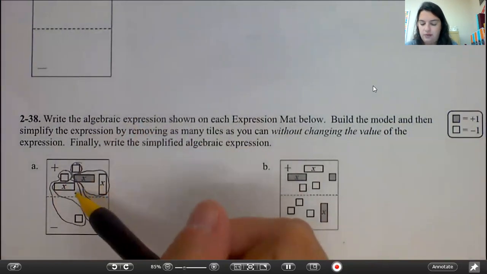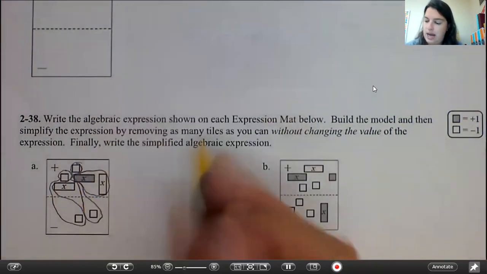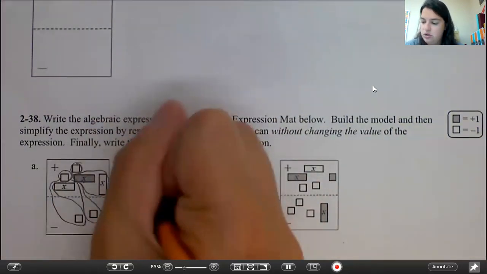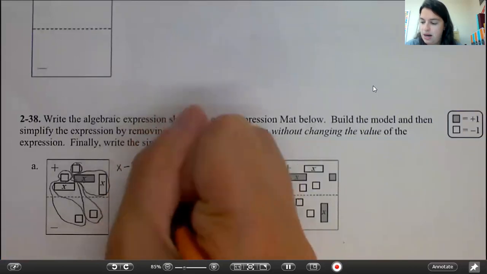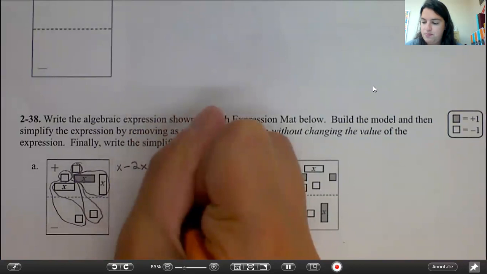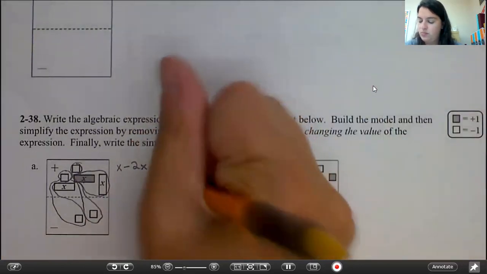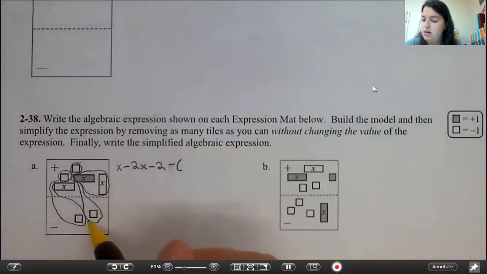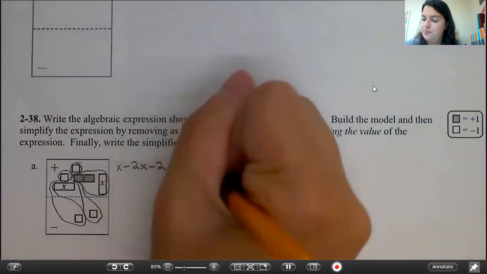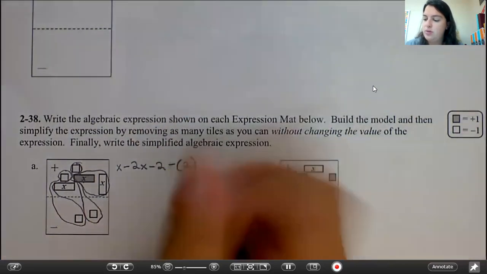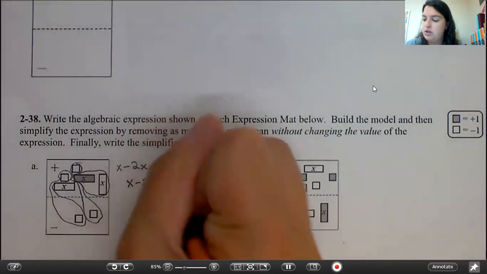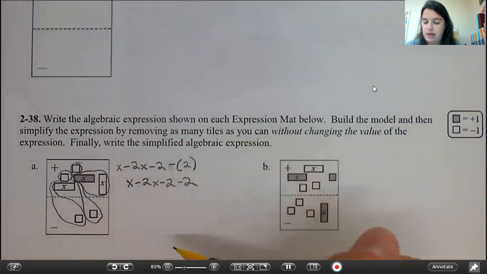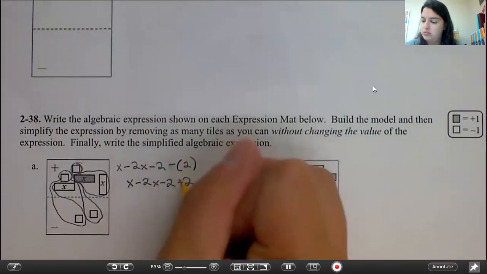So the only thing that we have left, well, we could write out what we had. Let's write out what we had first. We had x, 1 positive x, minus 2x, minus 2, and I'm going in my negative region, minus just 2. So now I need to distribute that negative, so it's x minus 2x minus 2 minus 2. So now we've figured out all of our 0 pairs. Oh, I'm sorry, plus 2.